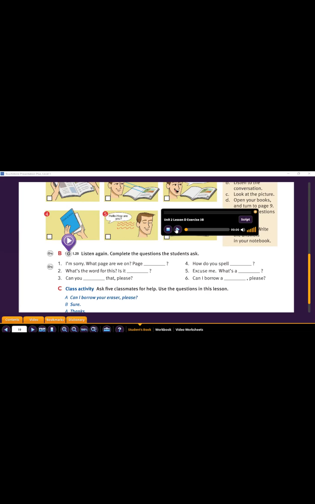So listen again. Page 19. 3. Listening and strategies. Following instructions. A and B. Listen to the class.